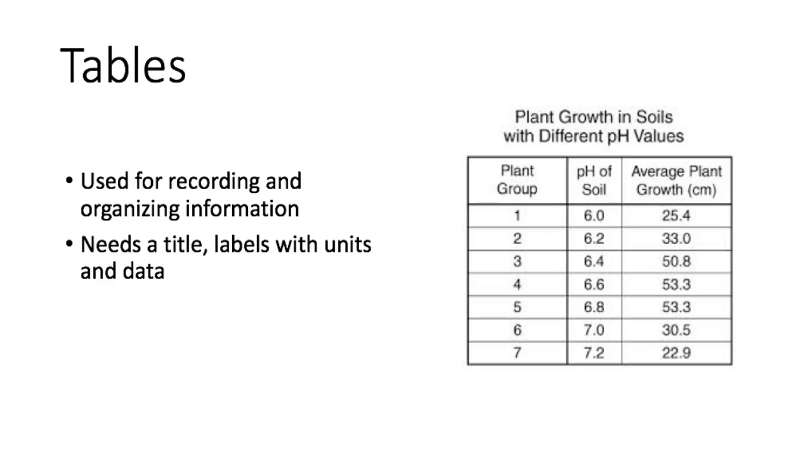Tables are pretty simple in science. They're used for recording and organizing information. The key here is that you need to make sure that your tables have a title, that they have labels with units, and that they have data. Typically, we don't include the units in the table.